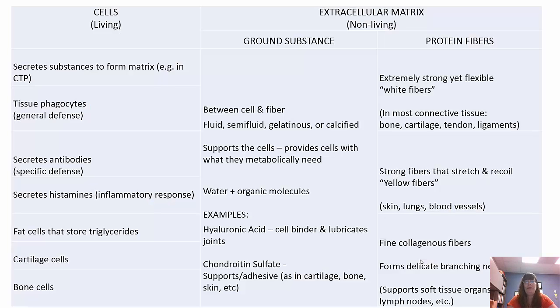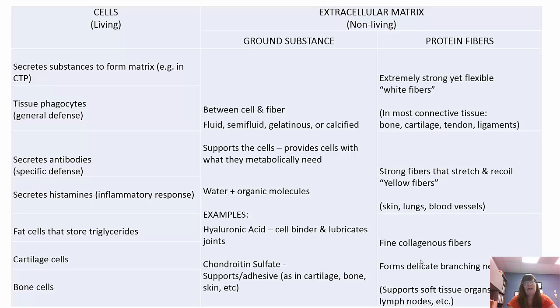And here's a nice chart showing you the cells versus the extracellular matrix. So the cells, you can have various types of cells. You can have cells that secrete substances to form matrix. You can have phagocytes, which engulf things, perform general defense. You can secrete antibodies, which are specific defense. Histamines, which are the inflammatory response. You can have fat cells that store triglycerides, cartilage cells, bone cells.